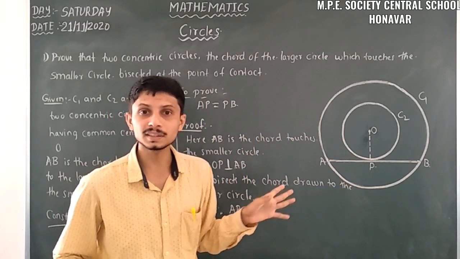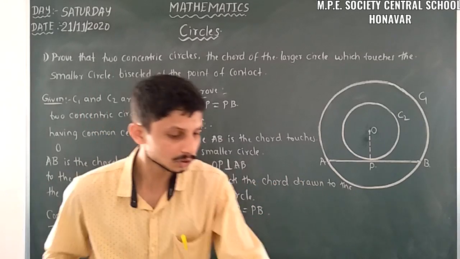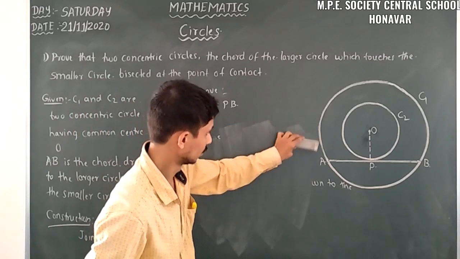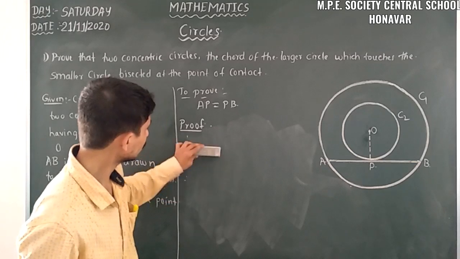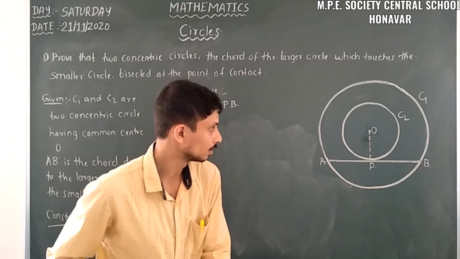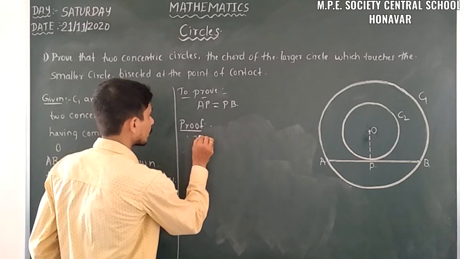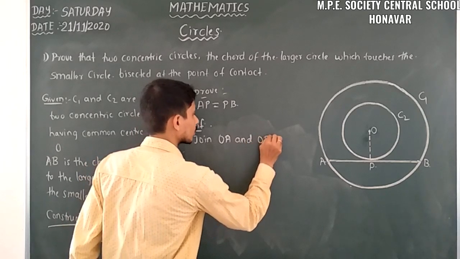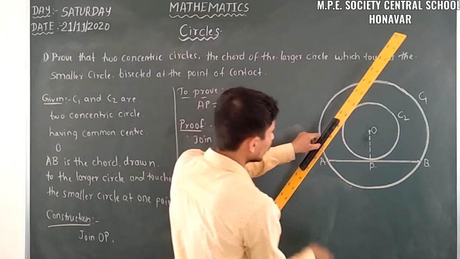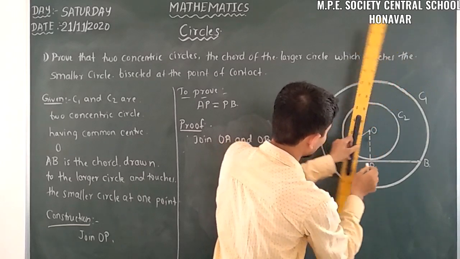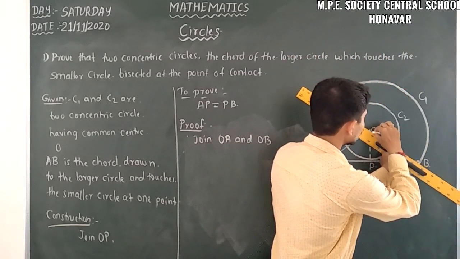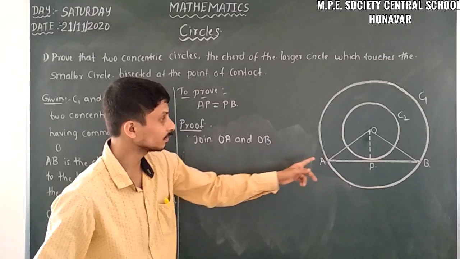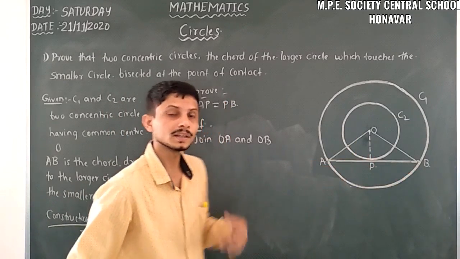So another proof is also there, so let us move on to another method here. For that, we have to join OP, OA and OB. When we join OA and OB, these are the two radii. So that's why we have to consider triangle OPA and triangle OPB.